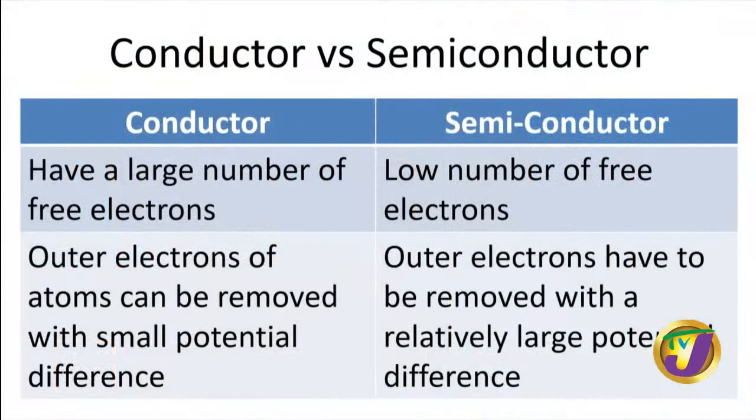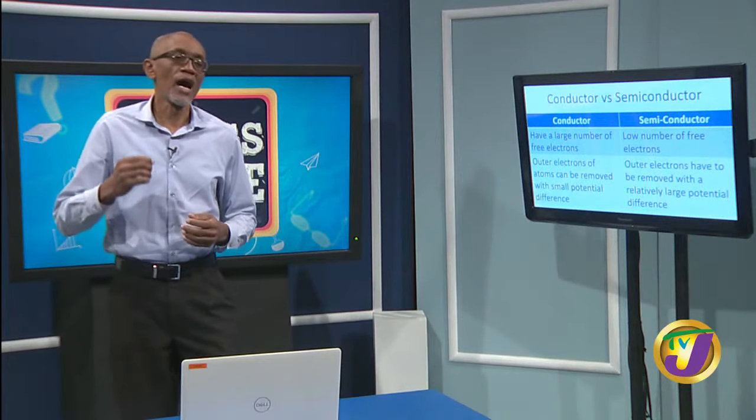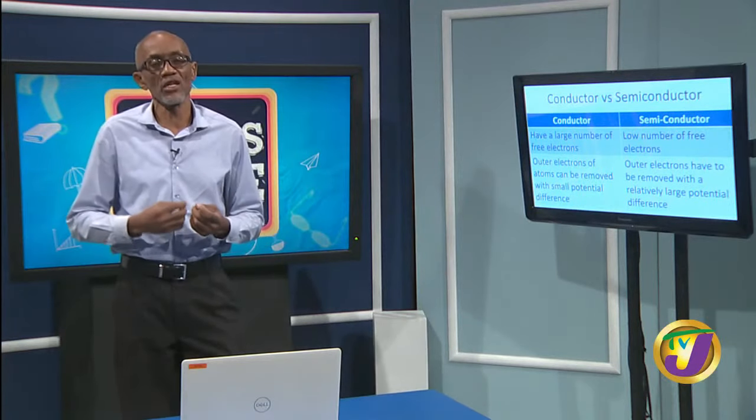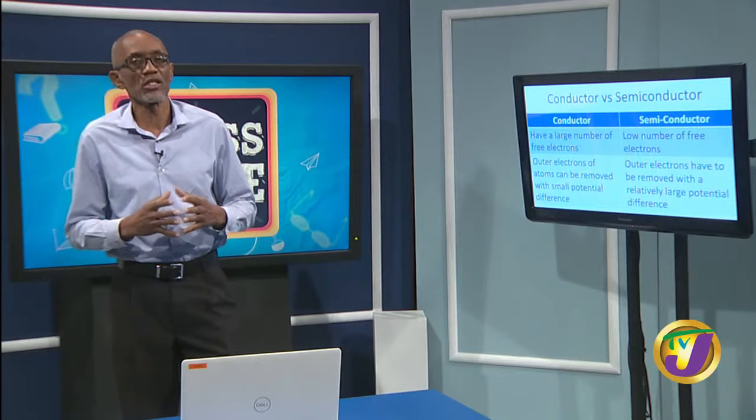We have a conductor and a semiconductor. Conductors have a large number of free electrons, whereas semiconductors have a low number of free electrons. Conductors generally are metals, and metals have a lattice structure in which there is a sea of electrons available for conduction, whereas semiconductors tend to come from group 4, or the metalloids within the periodic table classification of materials. And as such, they have what are called covalent bonds. With covalent bonds, the valence electrons are not really free.